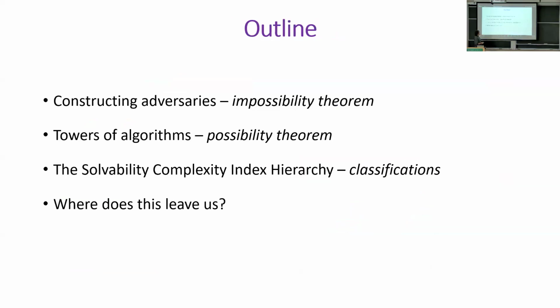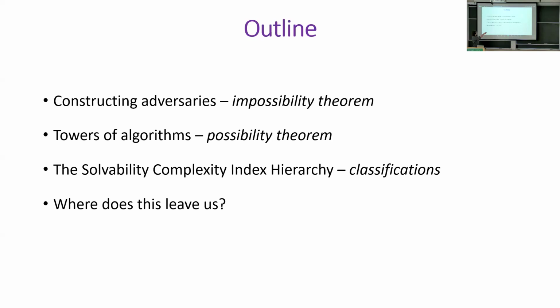So this will have four parts. I'm first going to go through an impossibility theorem, which you can think of as constructing an adversarial dynamical system that tricks your Koopman algorithm into not converging. The second part, a possibility theorem, I'm going to introduce something called towers of algorithms. And this will allow us to compute things. So a bit mysterious, the name, but it will become clear as we go along.